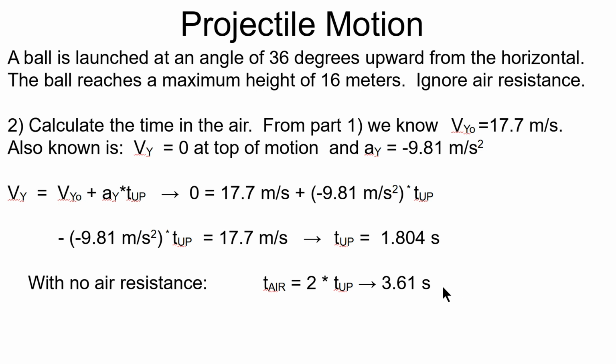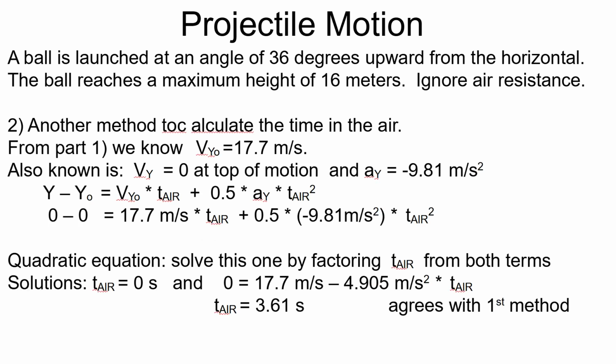So the time in the air, the total motion, is just twice the time to go up. And again, I've rounded to 3 digits here. 2 times 1.804 is 3.61 seconds. There is another method to calculate. I got a little carried away on my spacing here. But to calculate the time in the air, this is another method.